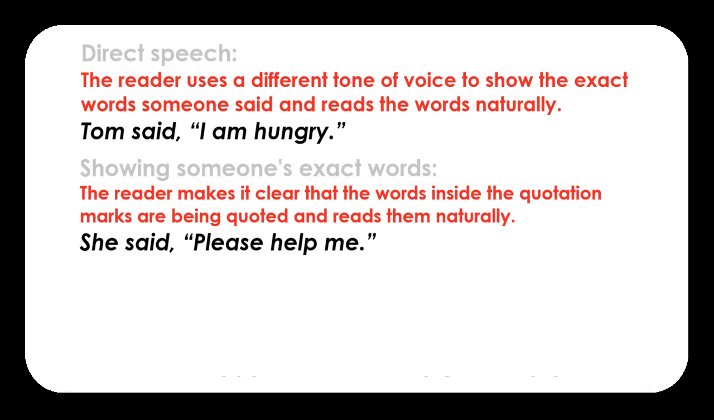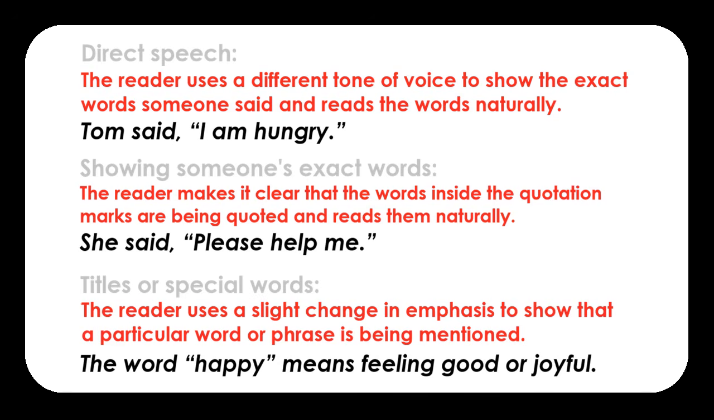For showing someone's exact words, the reader makes it clear that the words inside the quotation marks are being quoted and reads them naturally. For example, she said, please help me. For titles or special words, the reader uses a slight change in emphasis to show that a particular word or phrase is being mentioned. For example, the word happy means feeling good or joyful.